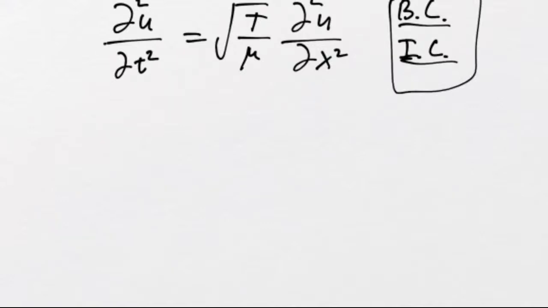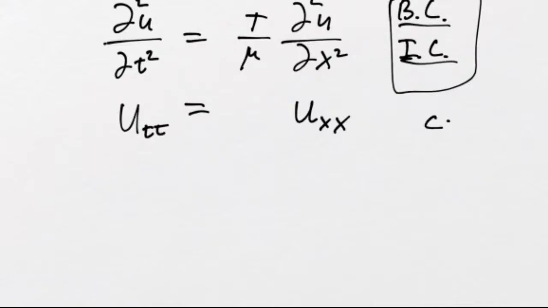We're also going to clean this up a little bit with a different notation. We're going to say the second derivative of u with respect to time is u sub tt. And we're going to say the second derivative of u with respect to the length along the string is u sub xx. And, oops, that's not a square root there. I'm going to introduce the number c, which is the square root of T over mu, and I'm going to put c squared right there. And that just makes things a little bit simpler to deal with down the road.